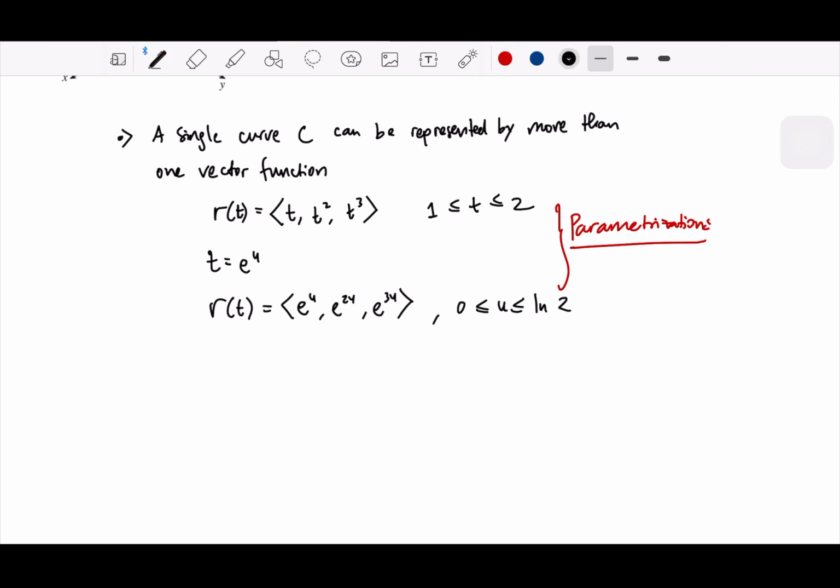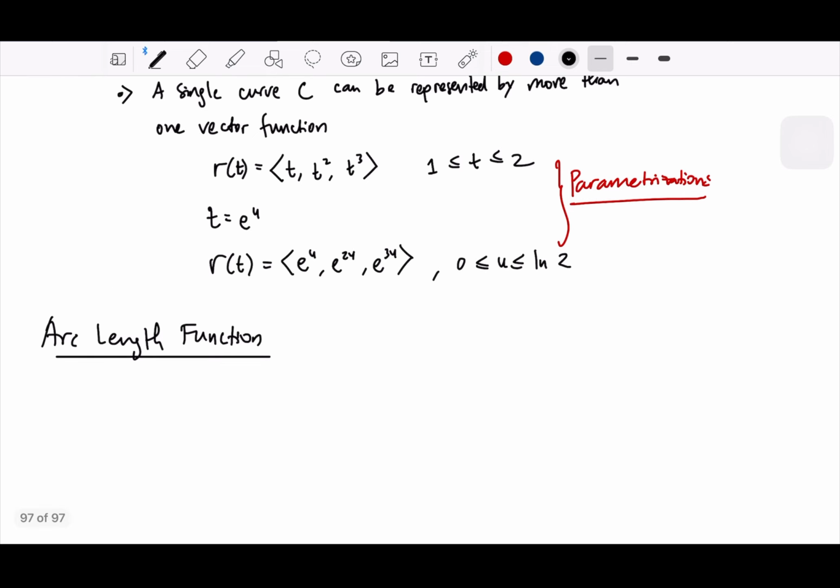Okay, still on arc length. We also have the arc length functions, similar to your Calculus 1. So we can rewrite the arc length as a function. It's also similar to what we have in vectors, the line segment. You can also take the arc length into functions. Okay, suppose we have vector functions.